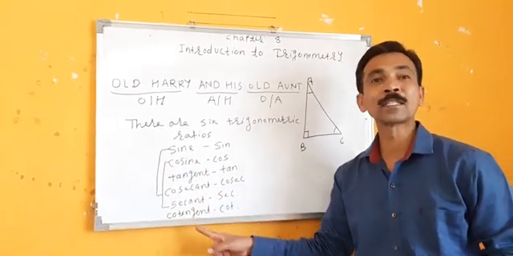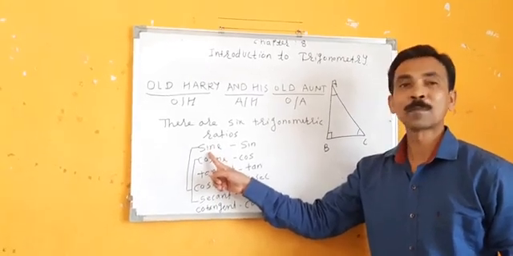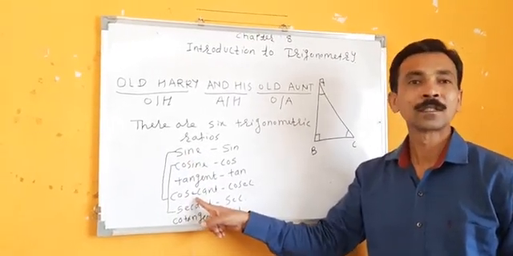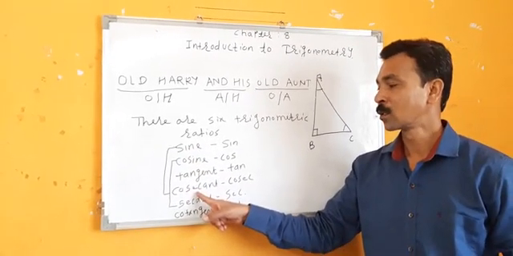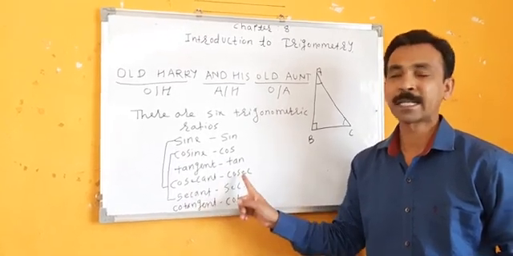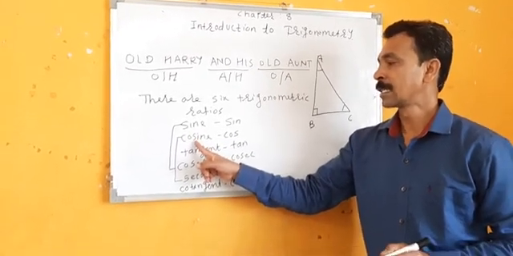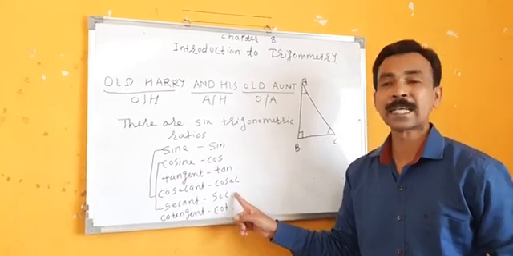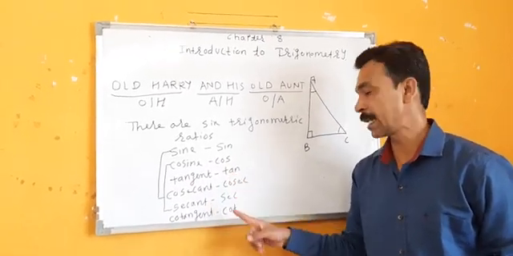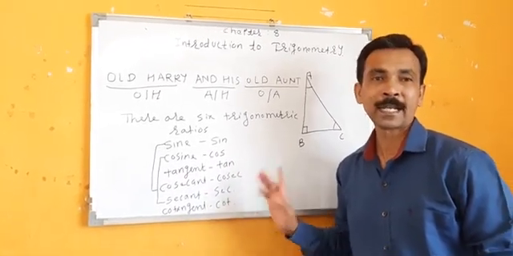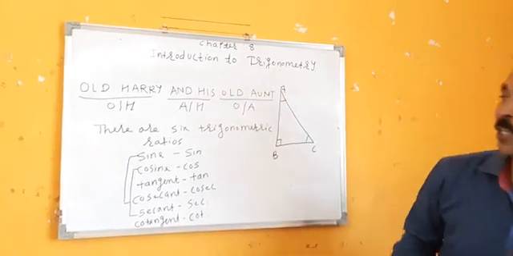The reciprocal of sine is cosecant, that is cosec. Reciprocal of cos is sec. Reciprocal of tan is cot, right? So these are the 6 trigonometric ratios.